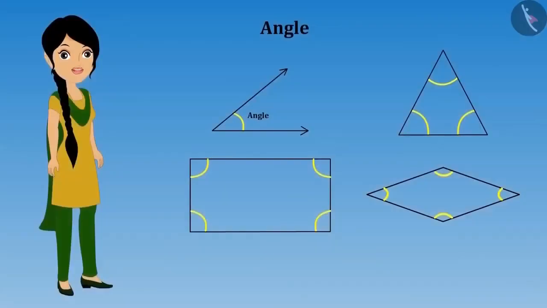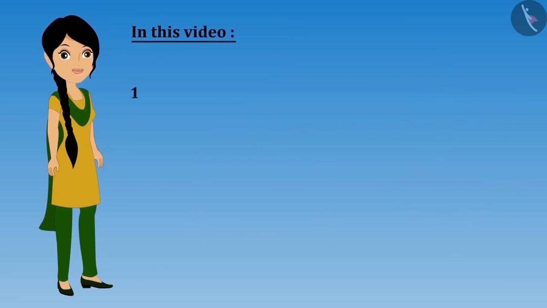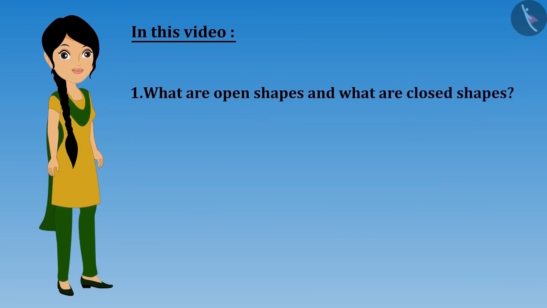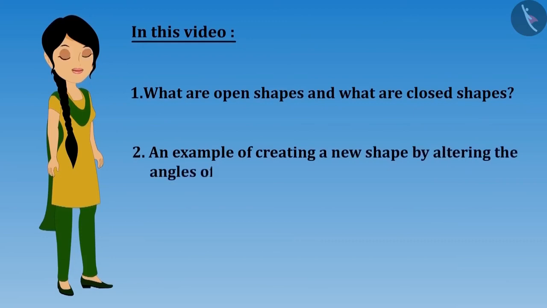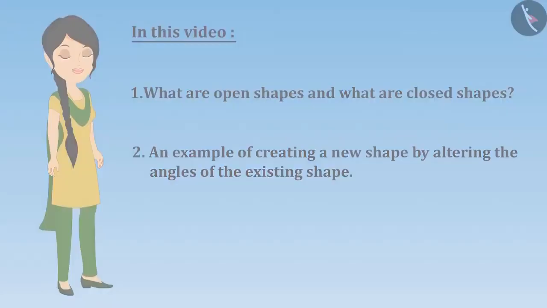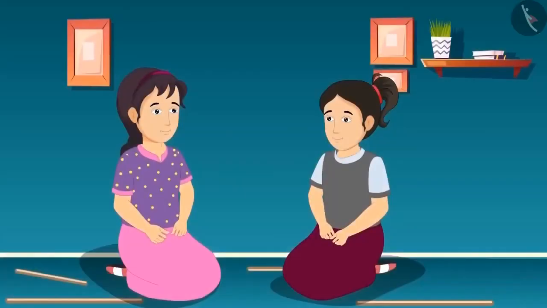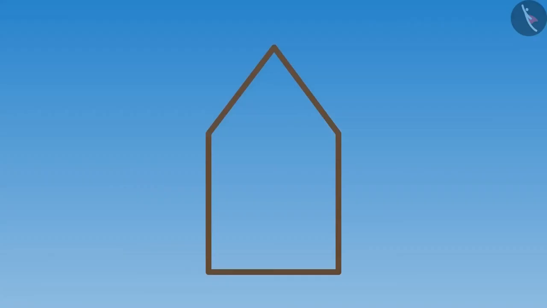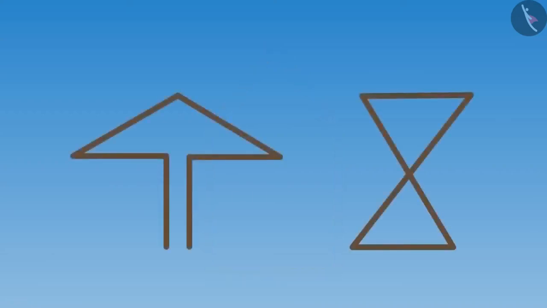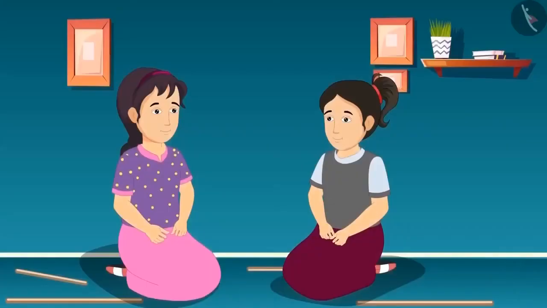Hello friends, in the previous video, we have learned about angles along with Riva and Meena. In this video, we will learn what are open shapes and closed shapes. And we will see an example of creating a new shape by altering the angles of the existing shape. Today, Meena and Riva are making different shapes with the help of wooden sticks. They have made this shape by joining 5 sticks and they have made these 2 shapes with 6 sticks.